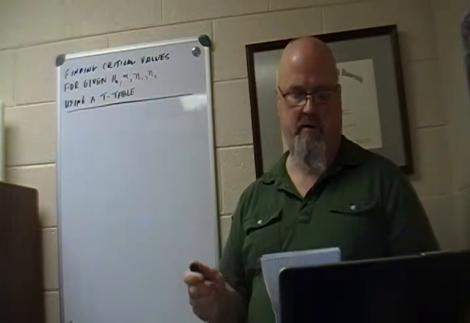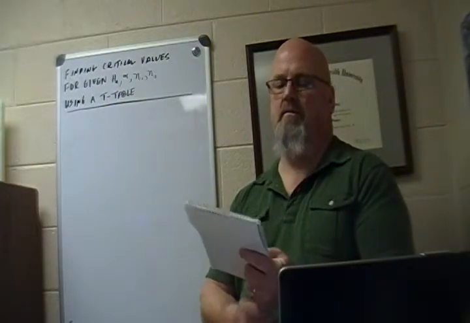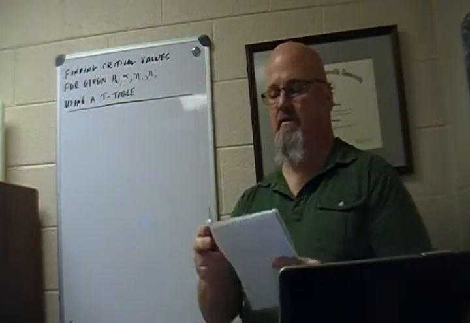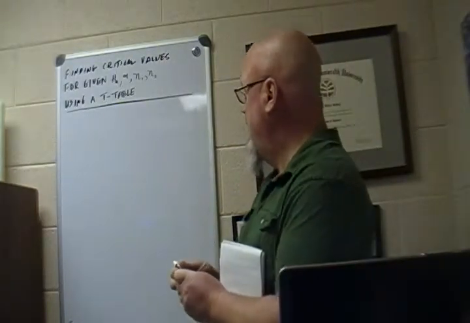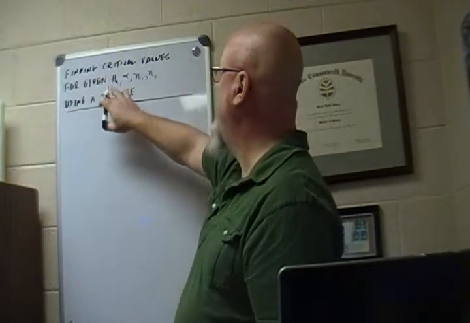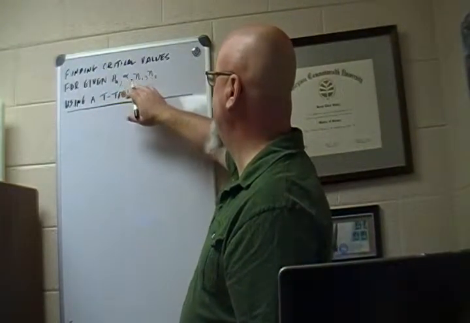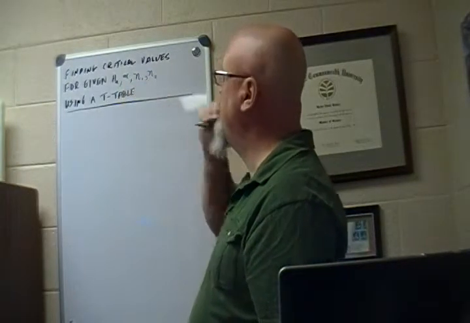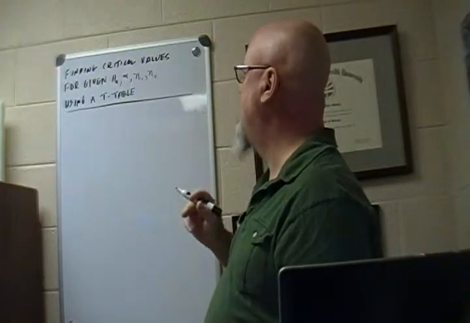Good morning. I wanted to show you an example of finding critical values using a t-table. In this particular example, we're given the alternative hypothesis, alpha, our confidence level, and the two sample sizes, N1 and N2, which we'll see are smaller sample sizes.